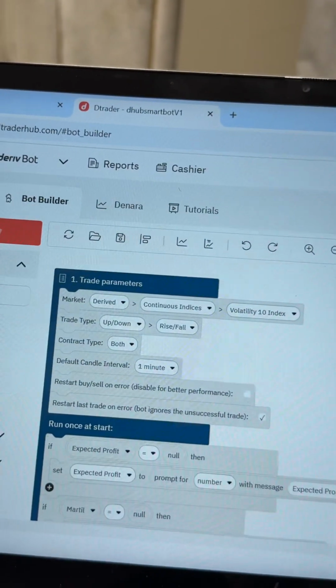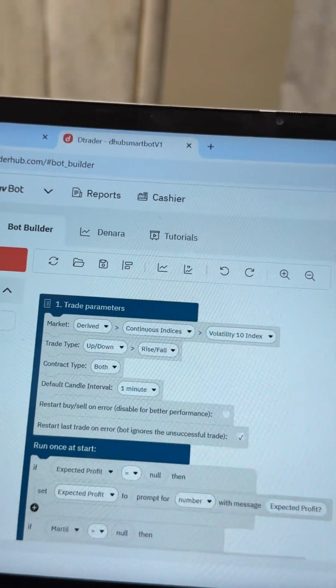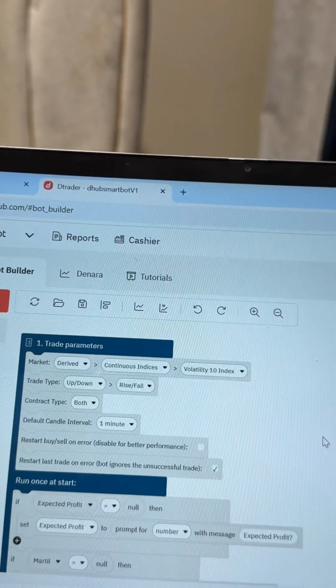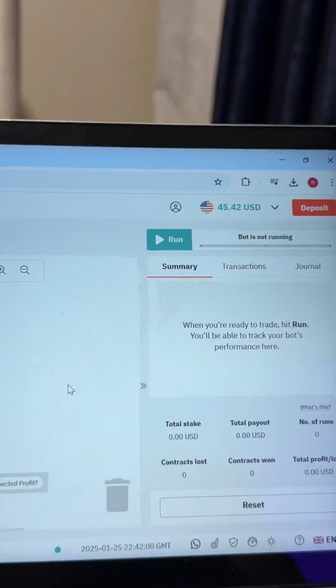Before I start using this DtraderHub Smart Bot version 1, here is everything you need to know about it.